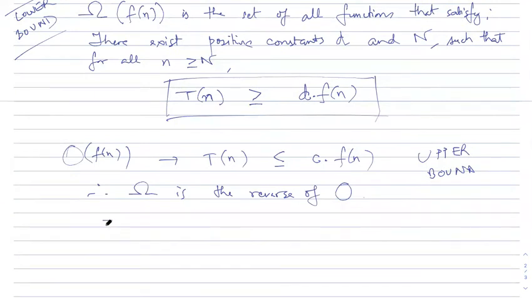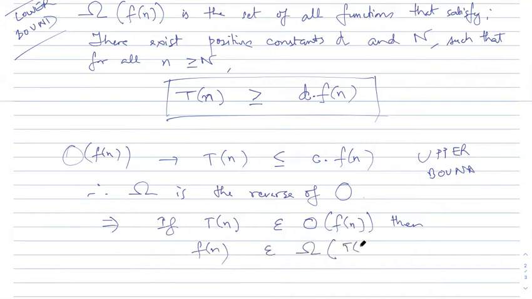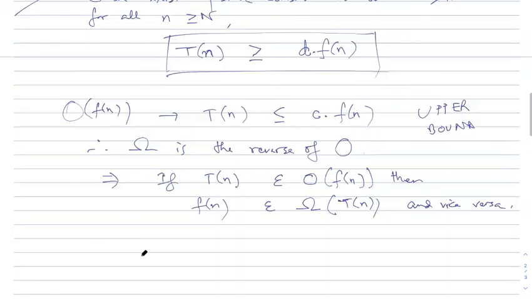So what does that mean? This implies if you have T of n is big O of f of n, then you can say what? You can say f of n is sigma of T of n, because they are exactly reversed, and vice versa.